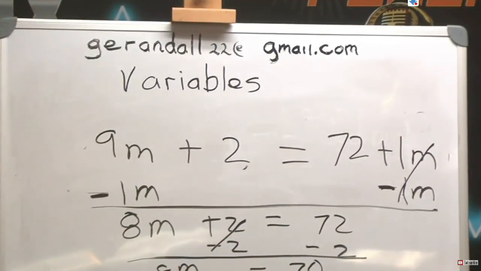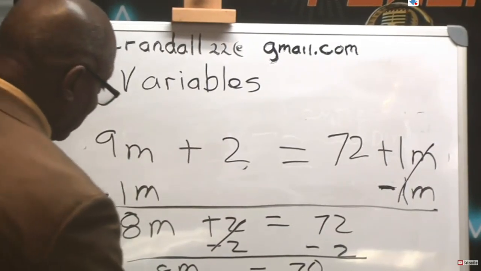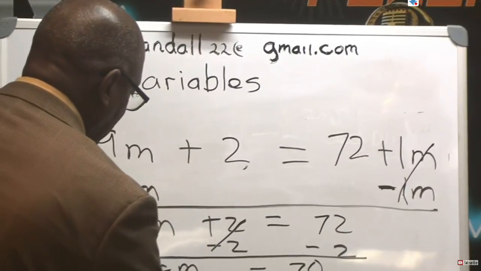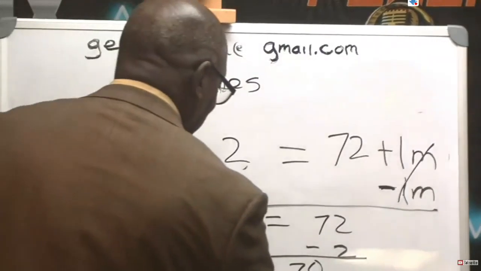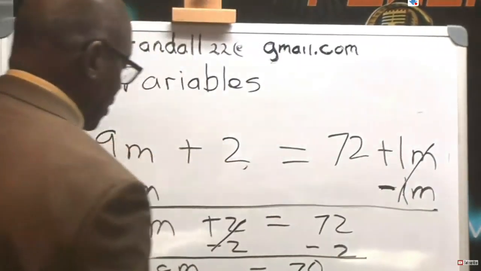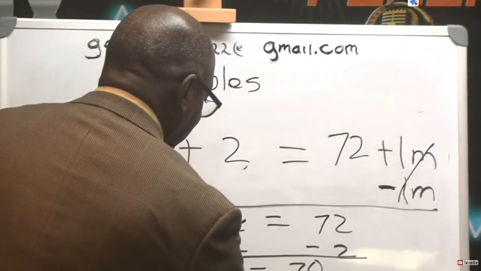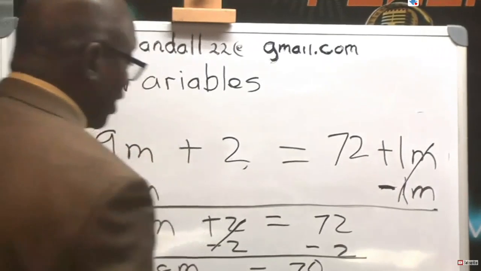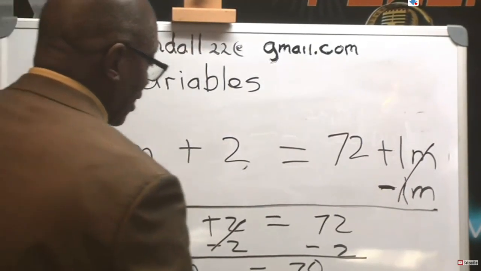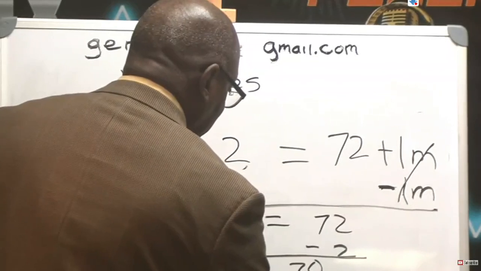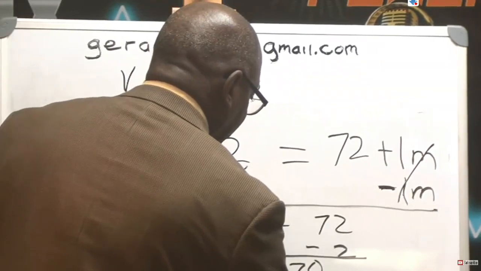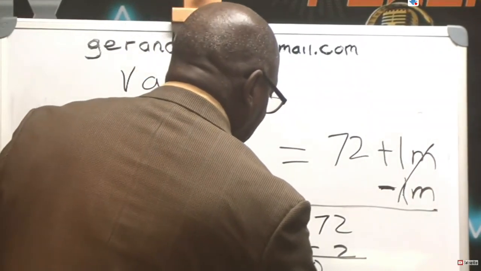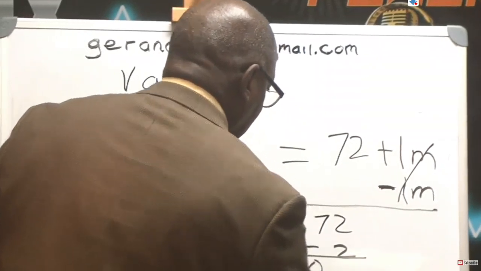How do you undo multiplication? The old cousin division. And now you're going to get that m by itself. Divide by 8. You're left with m. Whatever you do to one side, you must do to the other. m equals 70 over 8. Which again, you can't leave it like that. 8 goes into 70 8 times with 6 left over. And the answer is 8 3/4. That's what m equals.